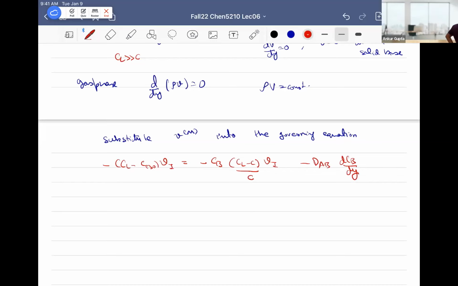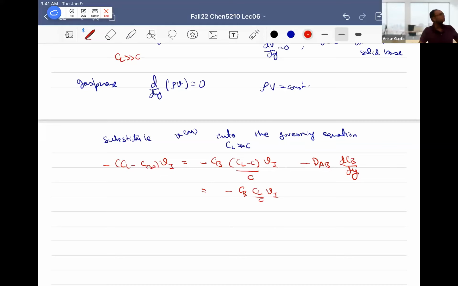Just a quick note here. It is possible to solve this problem more exactly, but for simplicity, because we were just discussing this, we know this liquid density is much greater than gas phase density, right? So I will approximate this as minus CB CL by C VI. Okay, just out of simplicity.